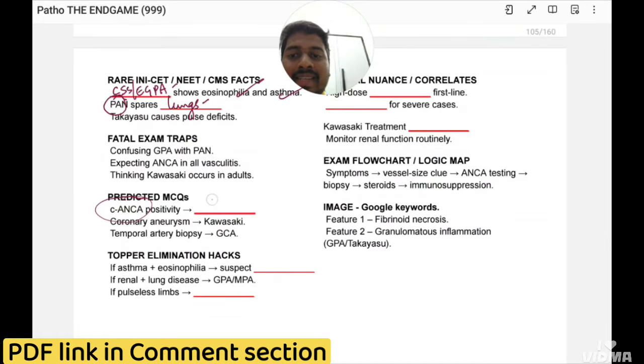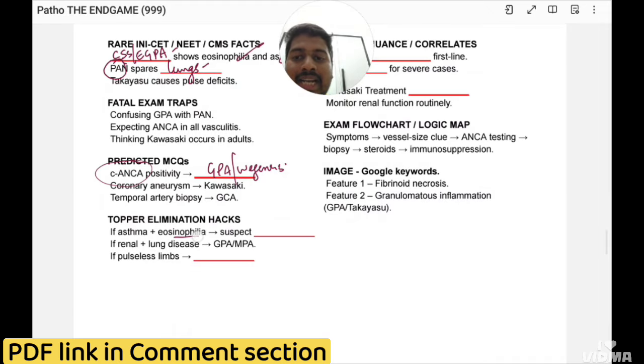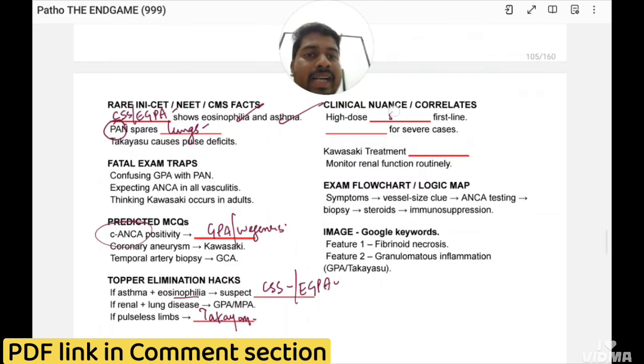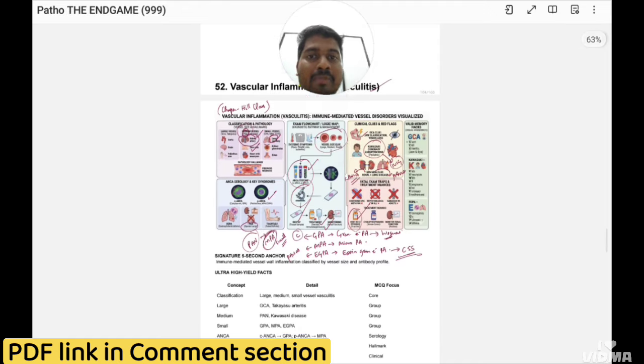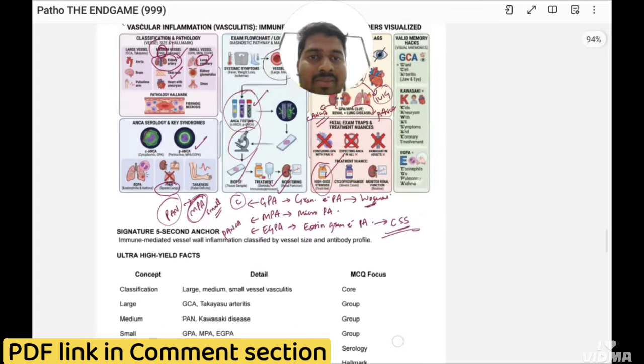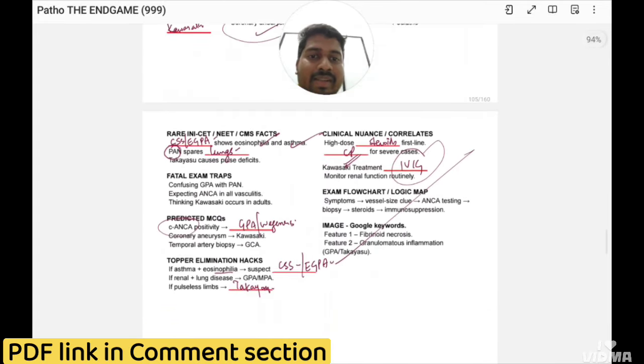C ANCA positivity is seen in, again, GPA, that is Wegener's granulomatosis. If asthma and eosinophilia are there, suspect Church-Strauss syndrome or EGPA. If pulseless limb, it is Takayasu. I think the rest of the things I have covered. High dose steroids is the treatment. Cyclophosphamide is used for severe cases. Kawasaki treatment is IVIG. These are the basic things you should know. Above this, we'll discuss in medicine, where we'll go systematic wise.